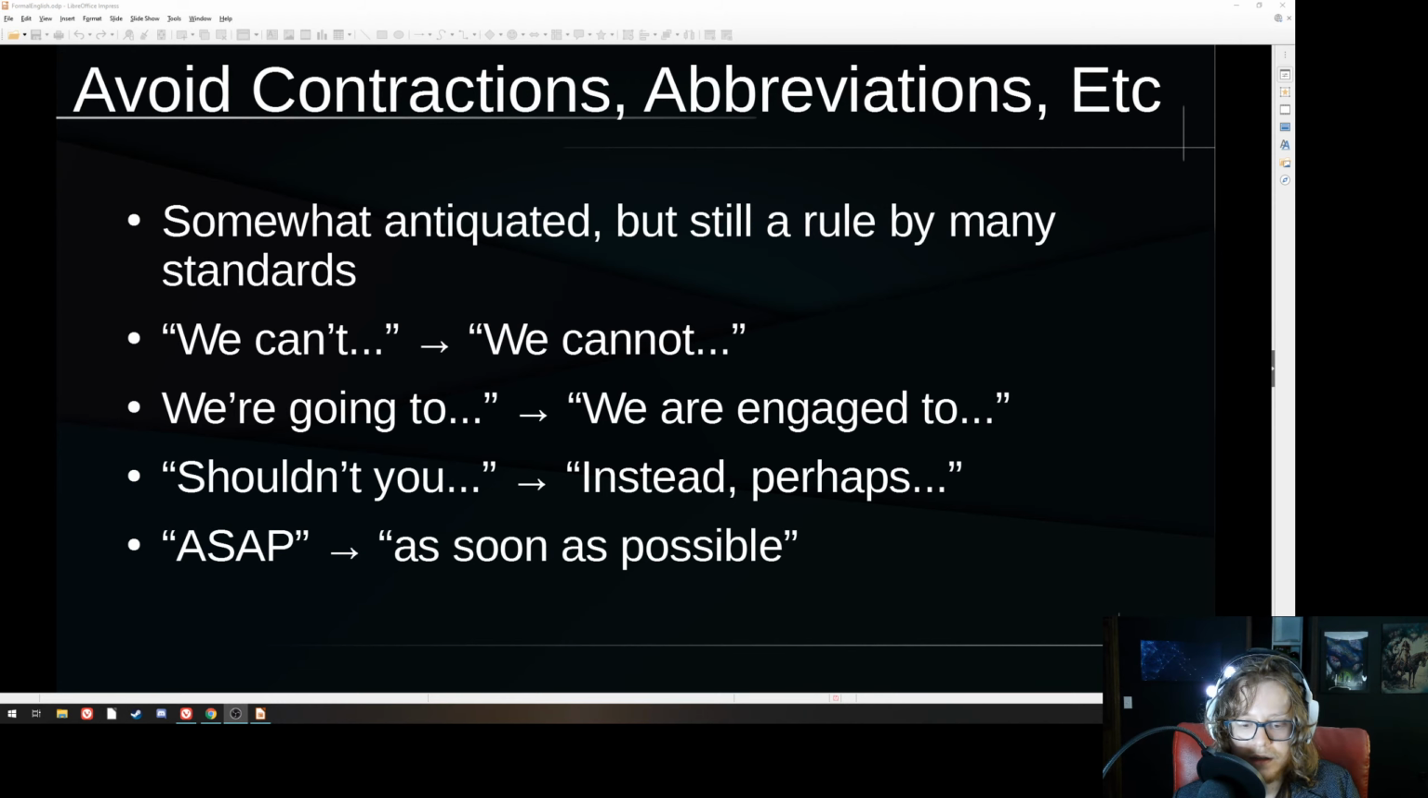We're going to go to the barn. We are engaged to travel to the barn this evening. Which one sounds more formal? Clearly the latter, especially because I gave it an accent.